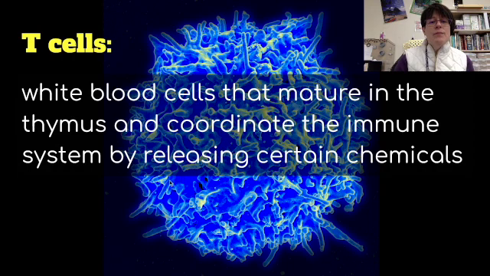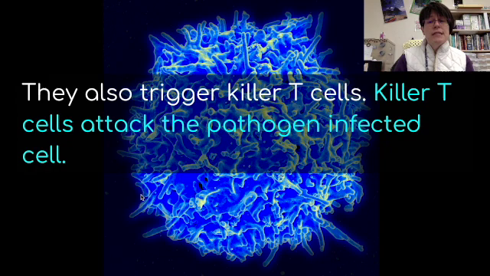T cells are white blood cells that mature in the thymus and coordinate the immune system by releasing certain chemicals. Now, the thymus is actually a part of the lymph system, so that produces the T cells. They also trigger killer T cells. Killer T cells attack the pathogen infected cell. So just like its name, it kills the pathogen.